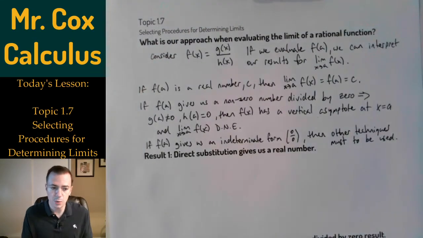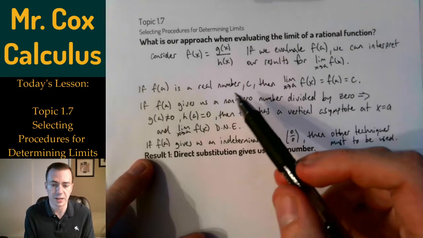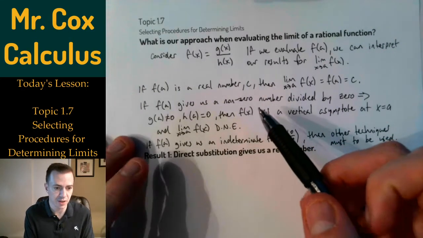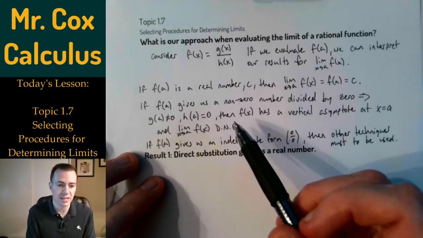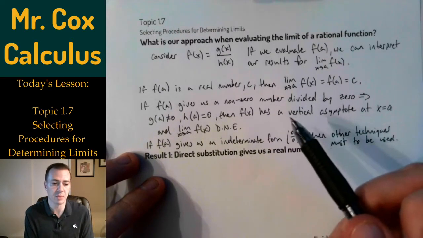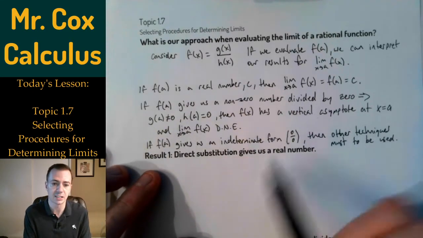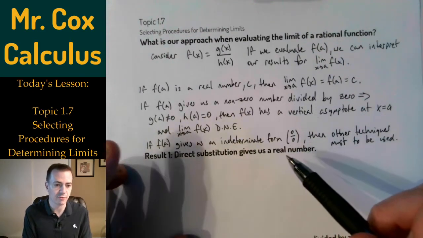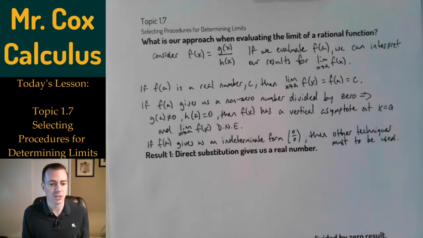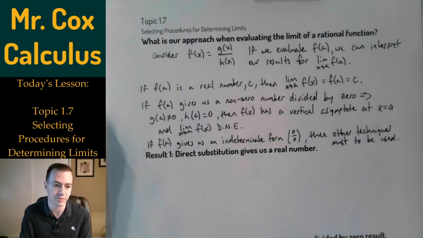So we're only going to get one of three results here when we use direct substitution. We're either going to get a real number, and then that's our evaluation of the limit. We're going to get something besides 0 divided by 0, and that tells us there's a vertical asymptote and the limit doesn't exist. Or we get the indeterminate form, which means we need to go into our algebra bag of tricks to try to find a technique that might simplify the function where we can try to evaluate the limit again.